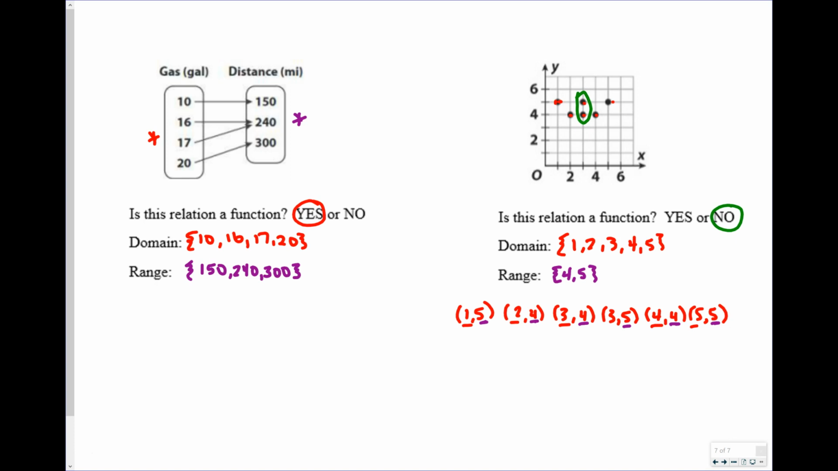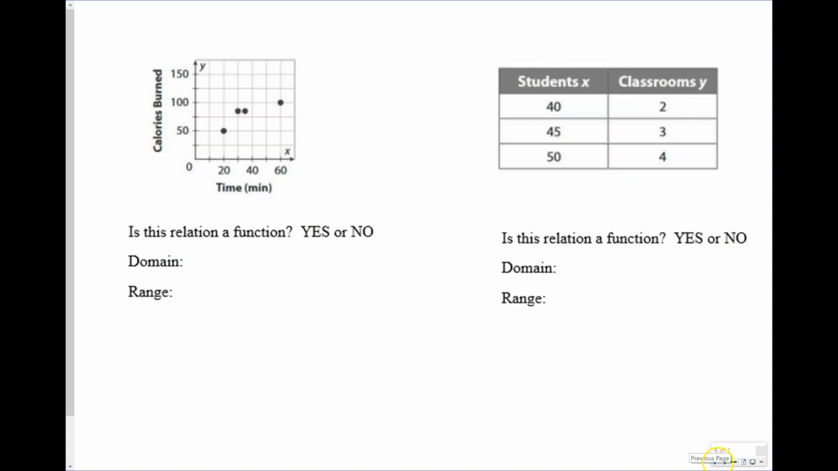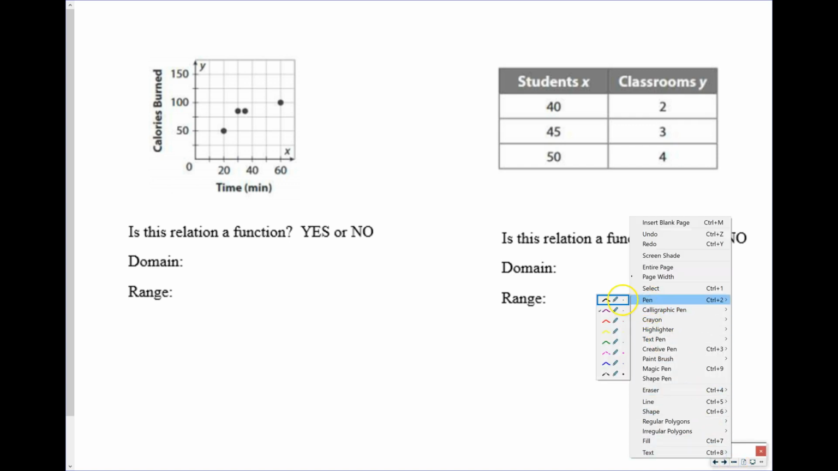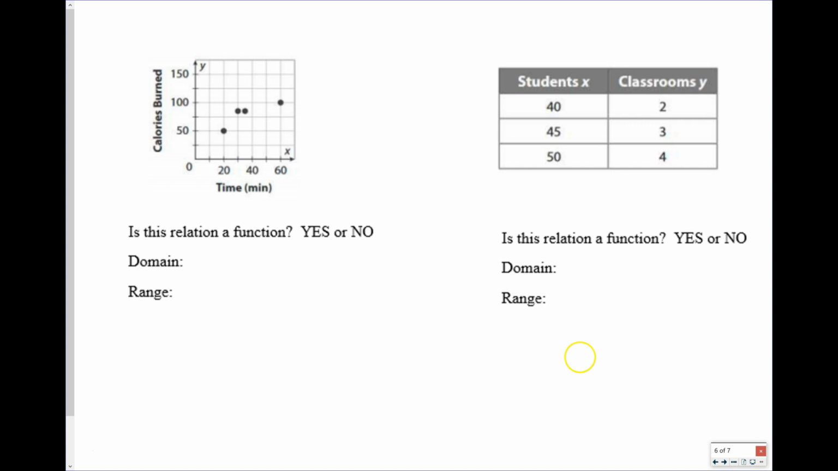Okay? All right, let's go back to, I put these in a weird order. So is this the next one? Yes. Is this relationship a function? It absolutely is a function because none of those x values are trying to be in 2 places at once.